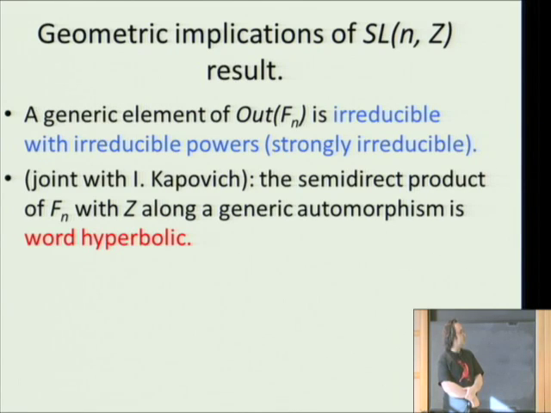And then, if you think longer about the SL_n(Z) case, there's a joint result with Ilya Kapovich, which actually appeared in a paper of mine. What I said before, why pseudo-Anosov is interesting, is because when you look at the mapping torus, that's hyperbolic. Well, if you look at the mapping torus of a generic group automorphism, that's word hyperbolic. That's the result. So hyperbolicity is really pervasive in all its forms.